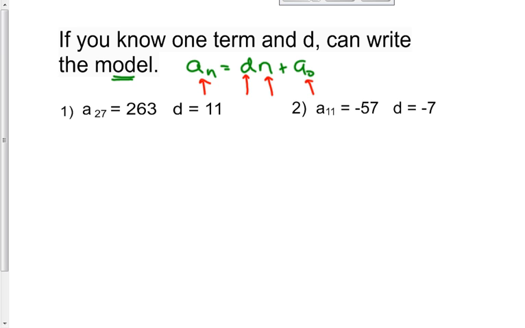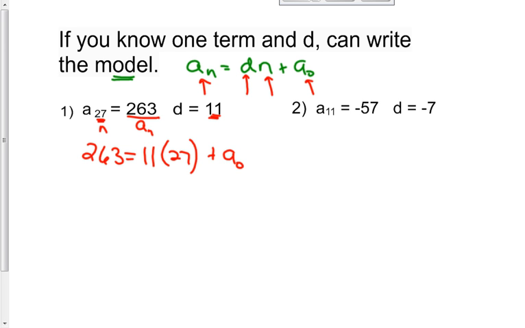So I have 4 spots to fill, and what they've done is given us 3 answers. A sub 27, that tells you that you're on the 27th term. That's the n value. 263 is the value of the overall answer. That represents a sub n. And then common difference is 11. 11 is going to go into our D position. So what I'm going to do is just replace these 3 numbers up in our equation. A sub n is 263 equals, common difference was 11. The n value, we're on the 27th term. And a sub 0 is the one thing I do not know. That's what I need to solve for.